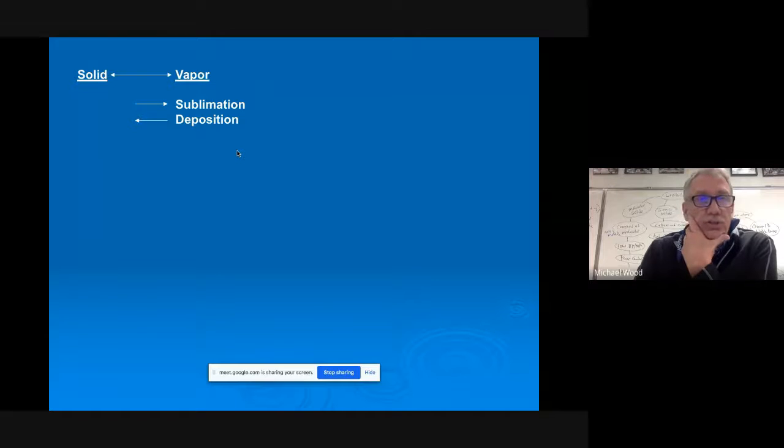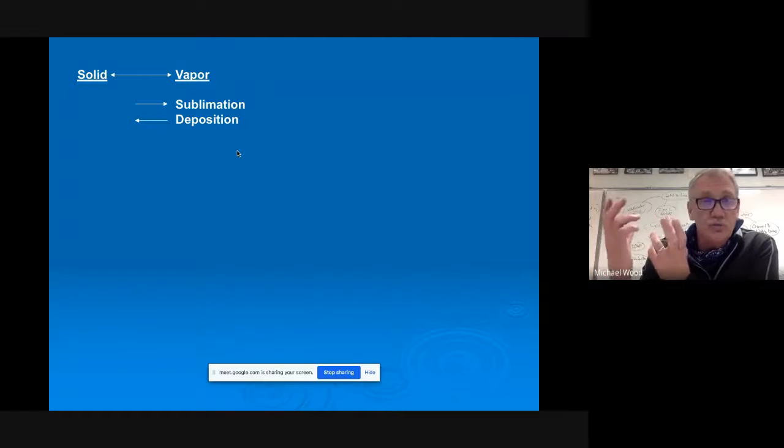And deposition is the opposite. To be honest with you, I need to have a good example of that, and I don't have one of deposition. But that's solid to vapor, sublimation. Another good example that you probably remember, though you may not have them in your home, is ice cube trays. You put water in the ice cube tray and then put it in the freezer, and in a day or two it's frozen. But if you let it sit in there for months and months at a time, sublimation would occur and some of the water would literally evaporate away.